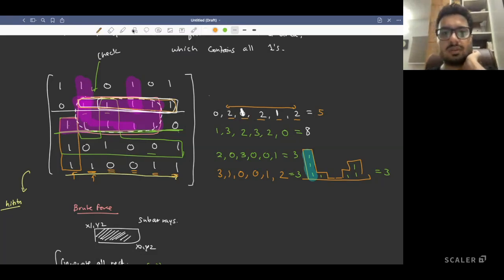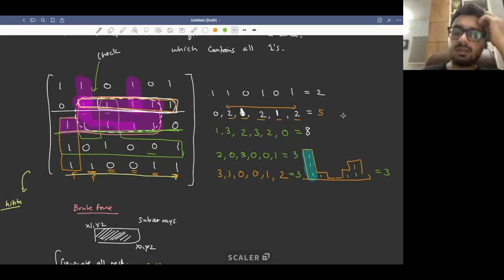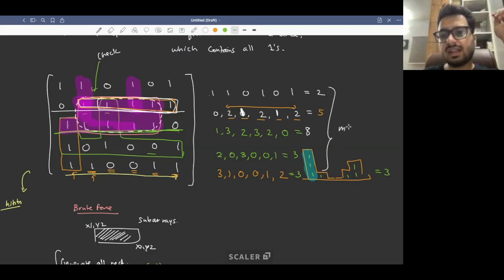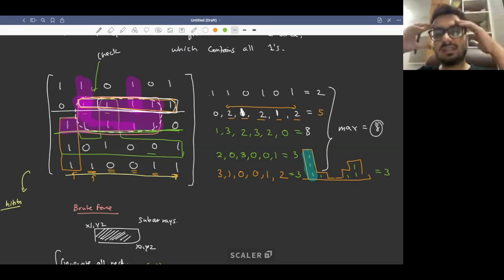If I talk about this row, I get 1, 1, 0, 1, 0, 1. In this case, it's going to be 2. That's correct. So what is my largest histogram then? Out of all these rows, the answer I get is the max, which is 8. Very good. Easy. Now you see this is going to be a lot better, right?